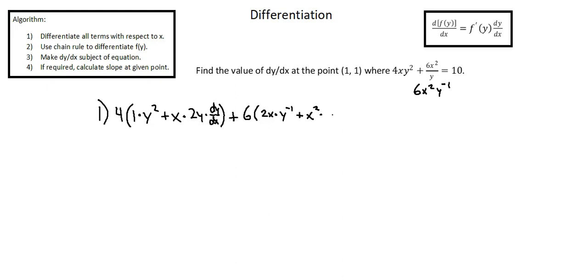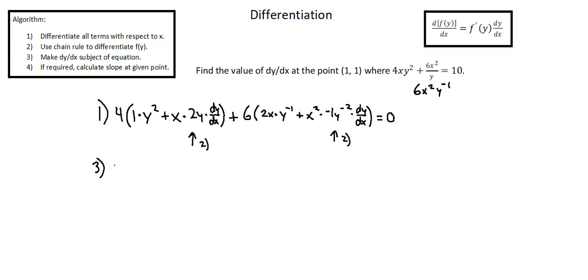The second function is y to the power of negative 1. The derivative is negative 1y to the power of negative 2. And again, because this is a y function, we'll apply the chain rule and now multiply this derivative by dy over dx, close brackets, equals 10. 10 is a constant. The derivative of a constant is 0. We've completed step 1, and notice that we've also applied in two cases step 2, chain rule to differentiate f of y. Step 3, make dy over dx the subject of the equation.